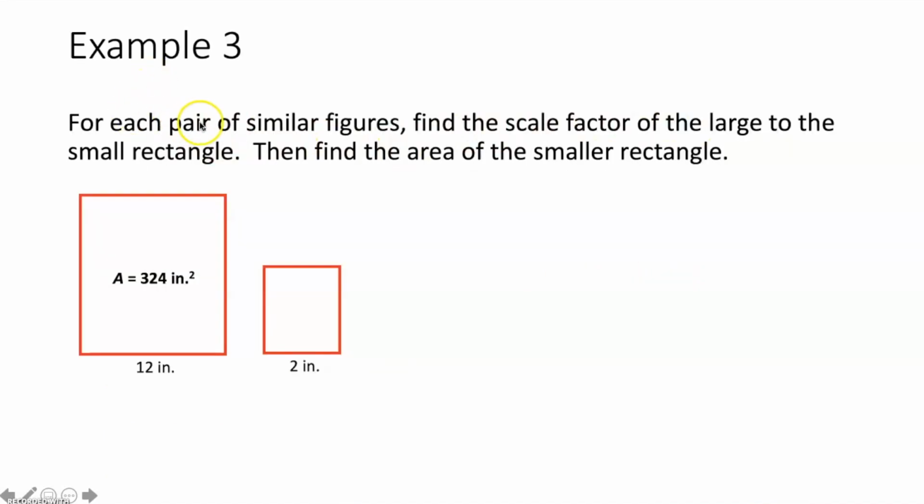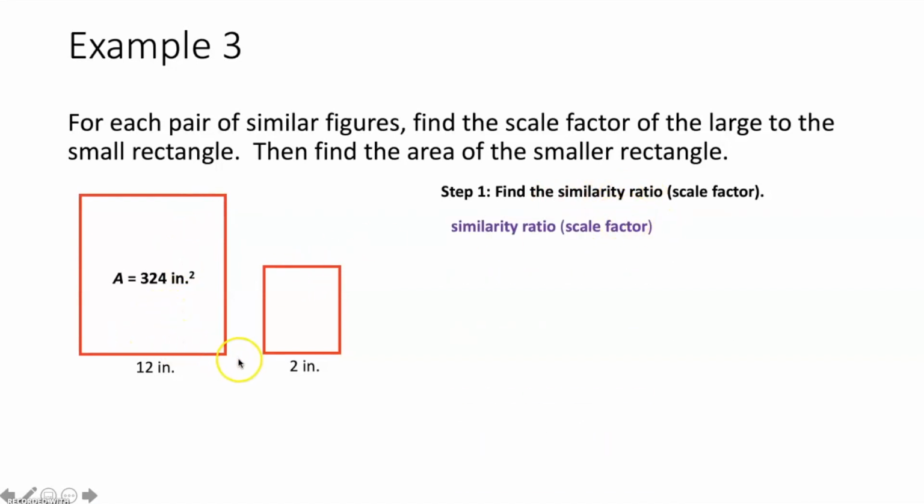Now example 3 says, for each pair of similar figures, find the scale factor of the large to the small rectangle. Then find the area of the smaller rectangle. So the first thing we need to do is find the scale factor of the large to the small rectangle. In order to find the scale factor or similarity ratio, what you need to do is create a ratio of the pair of corresponding side lengths here. Since we're going from large to small, we need the side length of our larger rectangle over the side length of our smaller rectangle. We then simplify that ratio down, and we end up getting that our similarity ratio or scale factor is equal to 6 over 1.